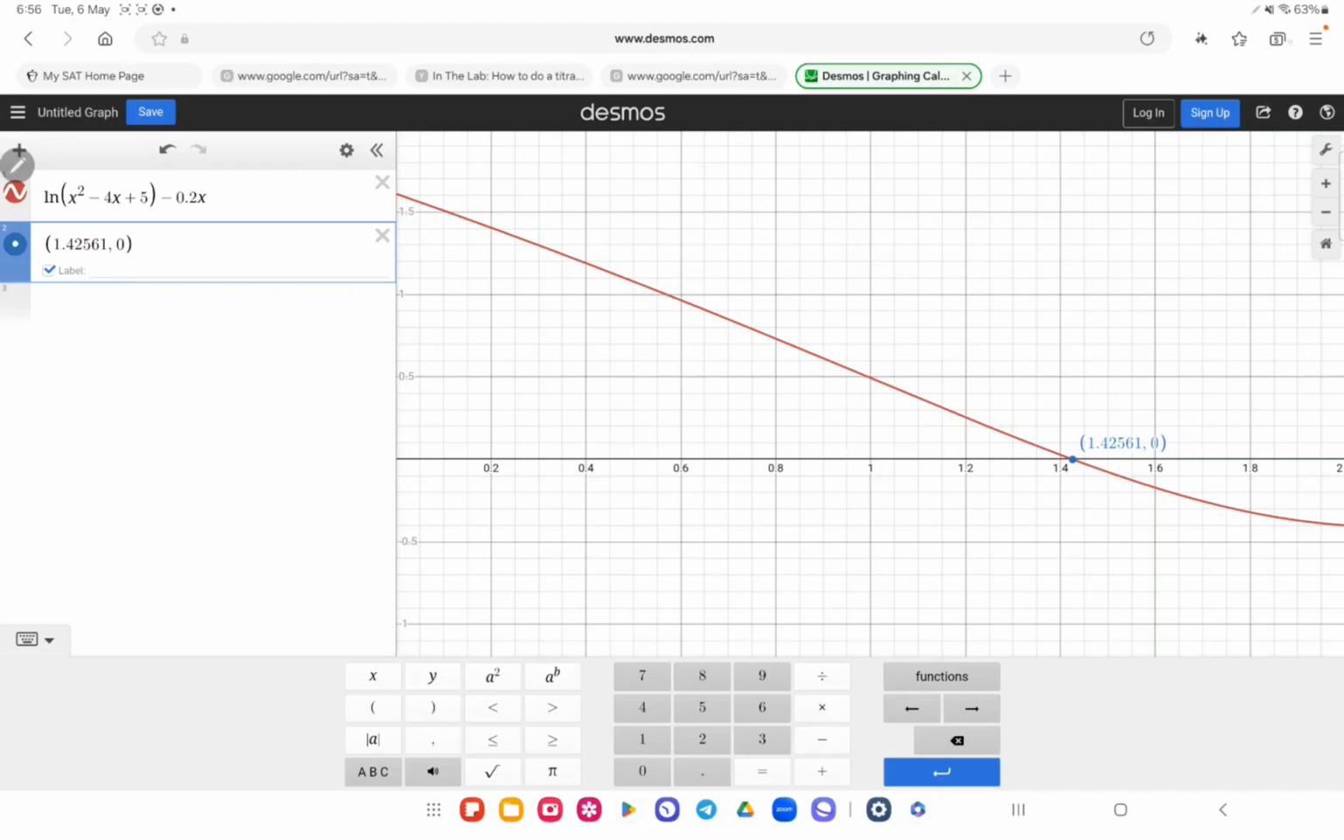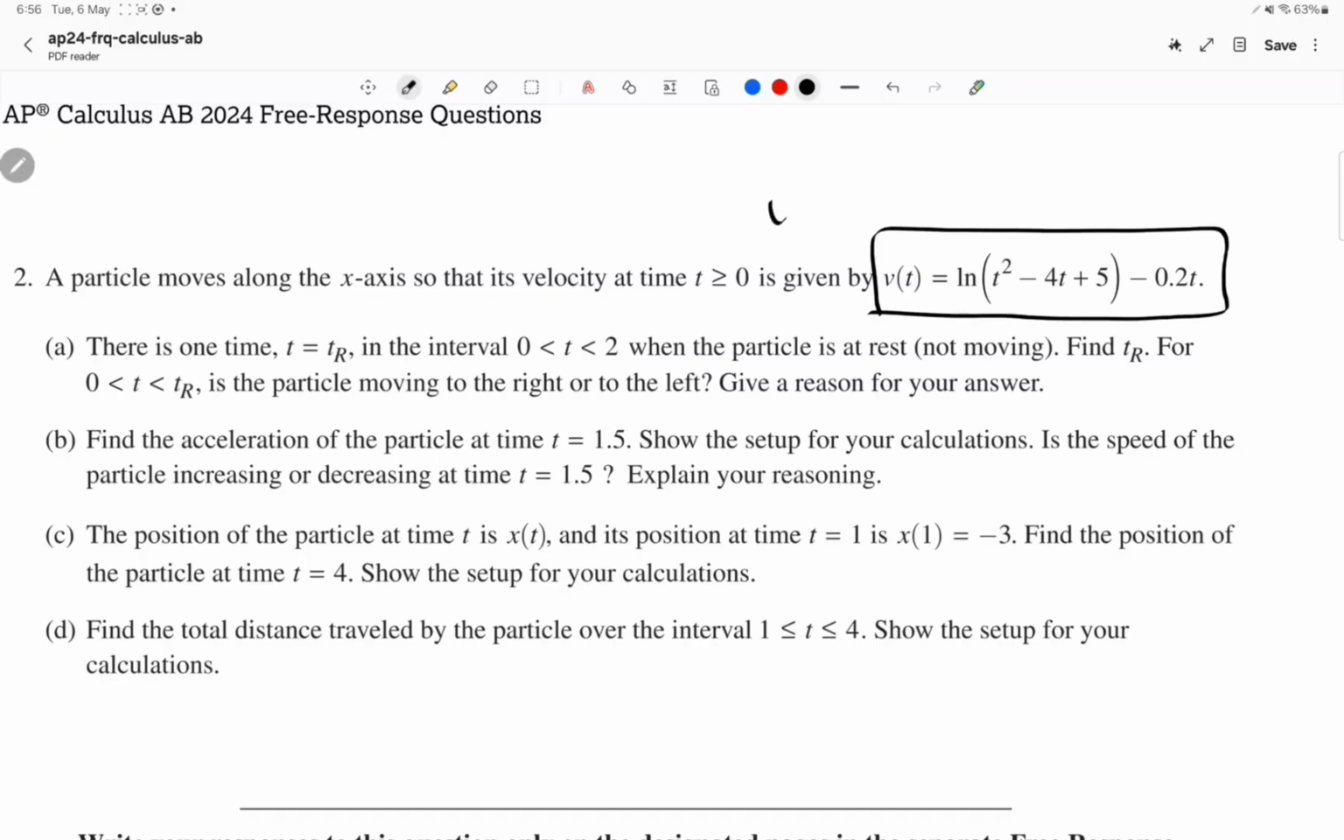That's when the velocity becomes 0. So TR is equal to 1.425, essentially. Okay. That's when the particle becomes at rest or simply not moving. Now, for a time that's less than TR, but more than 0, so for a time that is more than 0 but less than 1.425, is the particle moving to the right or is the particle moving to the left? Okay, so let me tell you something. You're going to look back at your velocity graph.